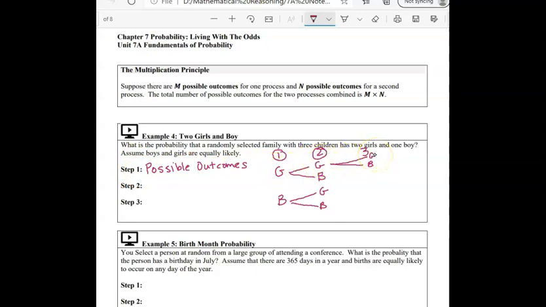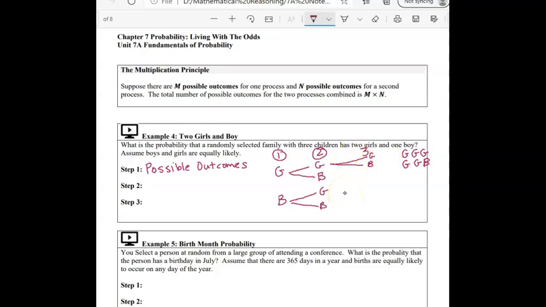So now I can already see one of my possible outcomes. I could have all girls. Or I could have a girl and then another girl and then a boy. So this one would be girl, girl, boy. This also helps me to not list things twice so that I don't get confused. So it helps me organize my thoughts whenever I'm doing these tree diagrams.